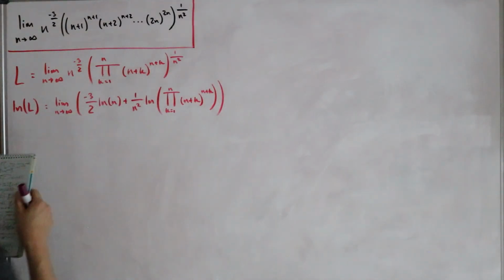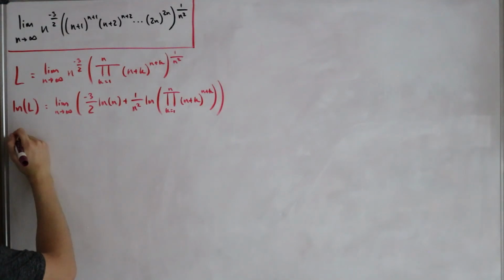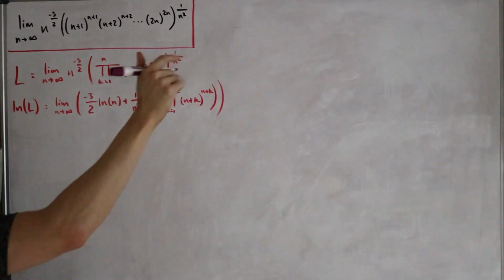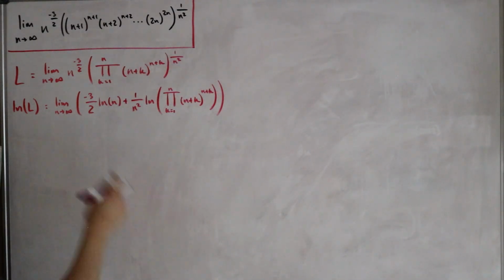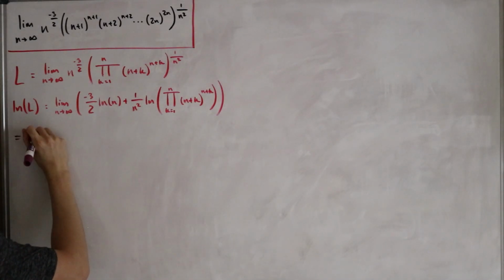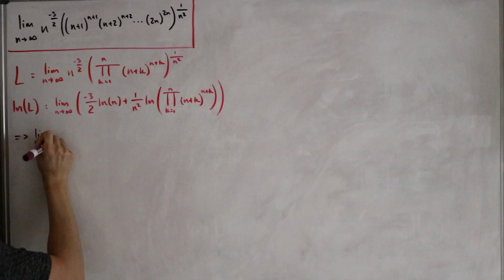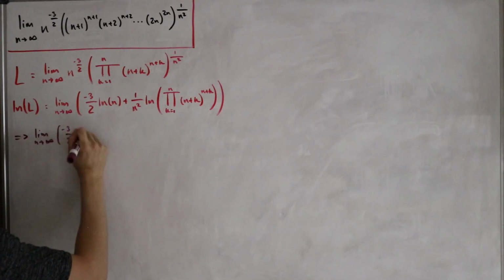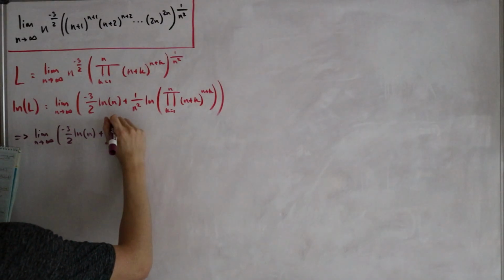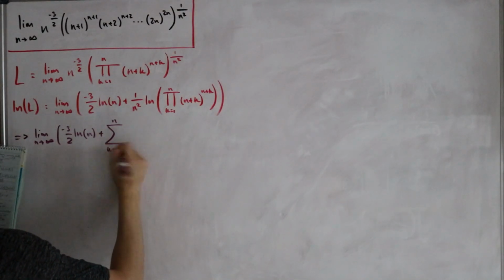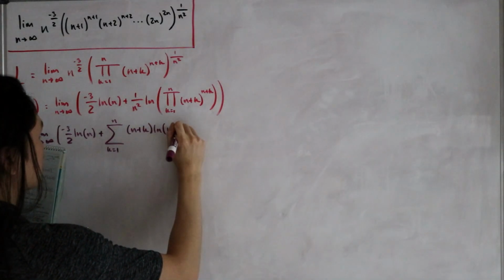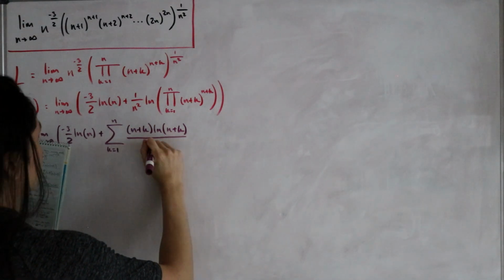Applying that logic, we also bring the 1 over n squared to the front of our summation. It's not dependent on k, only on n, so it is just a number. This yields the limit as n approaches infinity of -3/2 times the natural log of n, plus our partial sum, from k equals 1 all the way up to n, of (n+k) multiplied by the natural log of (n+k), all divided by n squared.